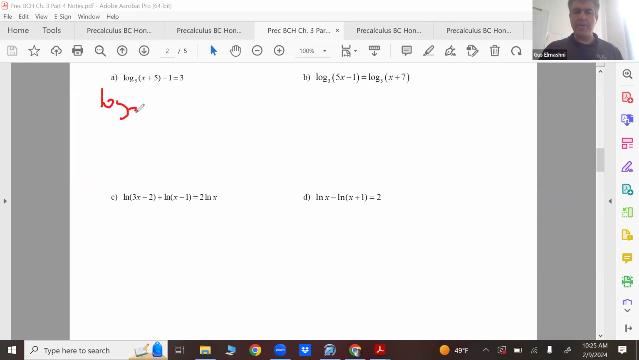Log base 3 of x plus 5 equals 4. x plus 5 equals what to what power? Yep, which is 81. x plus 5 equals 81. x equals 76.